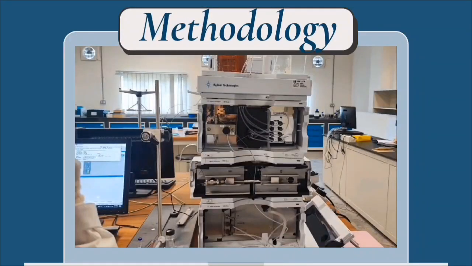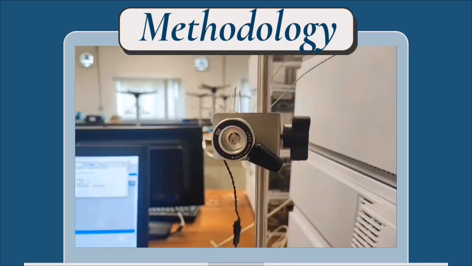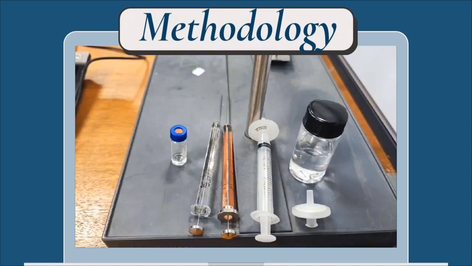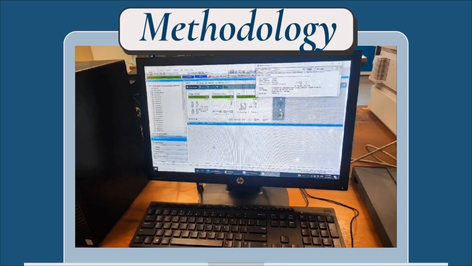For this experiment, we are using DAD HPLC, which is a diode array detector. This is the injector for this HPLC. In this HPLC, we are using a manual injector. These are the syringes, filter membrane, and the sample that we're using. This is the computer to run the software of the HPLC.